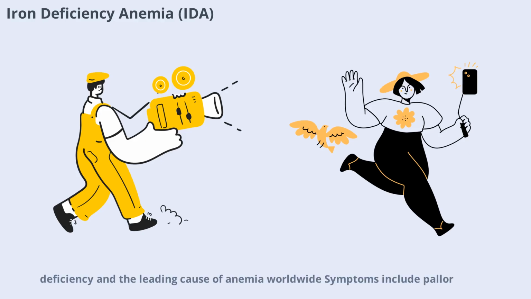Symptoms include pallor, fatigue, dizziness, and exertional dyspnea. Cardiovascular adaptations, such as tachycardia and increased cardiac output, can worsen underlying heart conditions. Addressing iron deficiency is a cornerstone of anemia management.